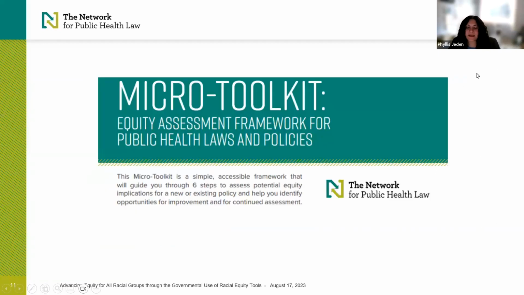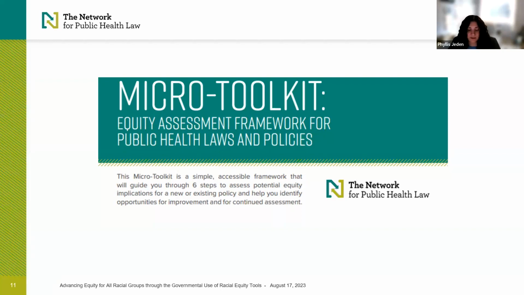So the micro toolkit came out of an equity assessment framework that was done before my time with the network by the Network for Public Health Law's Health Equity Work Group. That's a partnership of staff across the network's different regions. So the original framework was 2 pages. It gave a succinct and easy to follow framework for an equity assessment. Our team decided to take that framework and make it more visually appealing and something that's easier to use for the work that your teams will be doing.